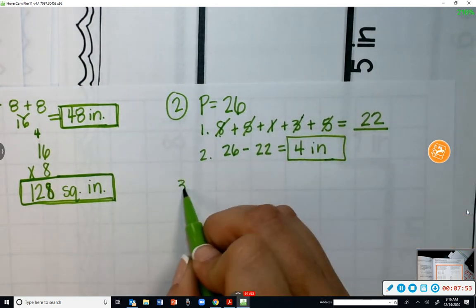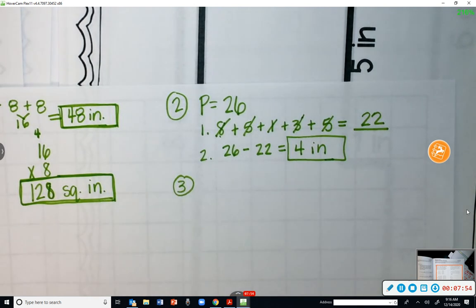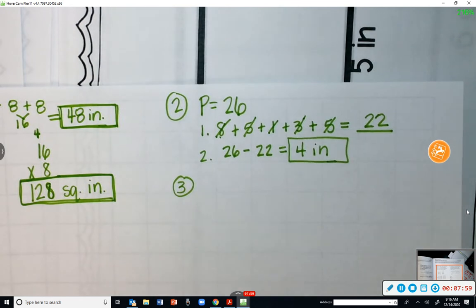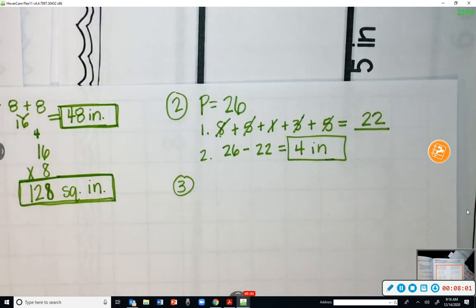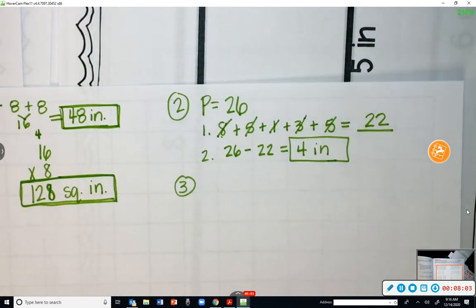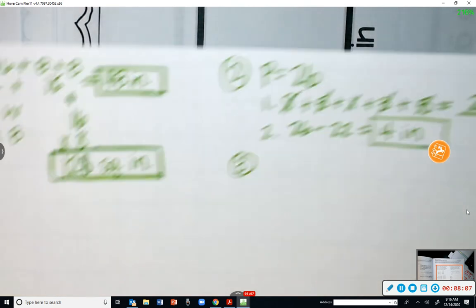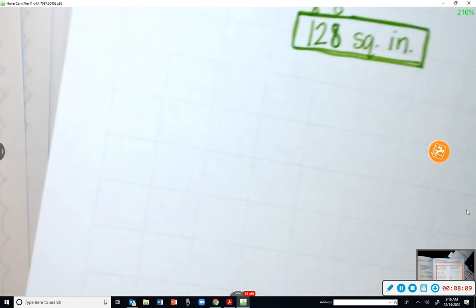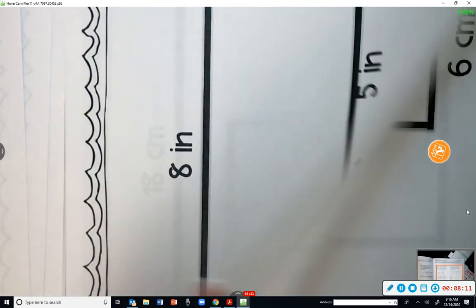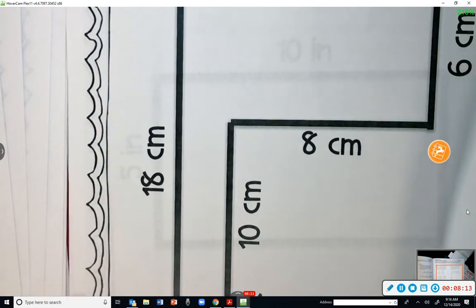Okay, let's do another one like that. You only need to divide if it's a rectangle or there's 2 missing sides, okay? So only 2 steps unless it's a rectangle, okay? All right, let's do another one like this. Find the missing side.